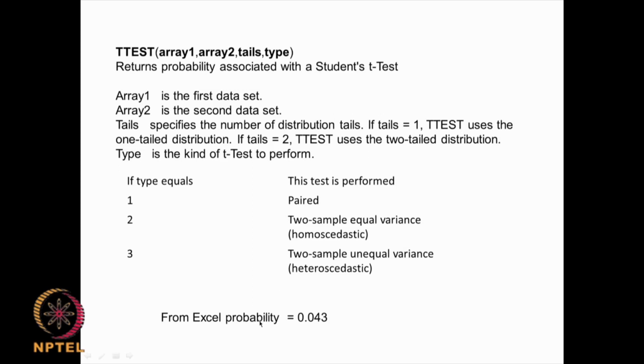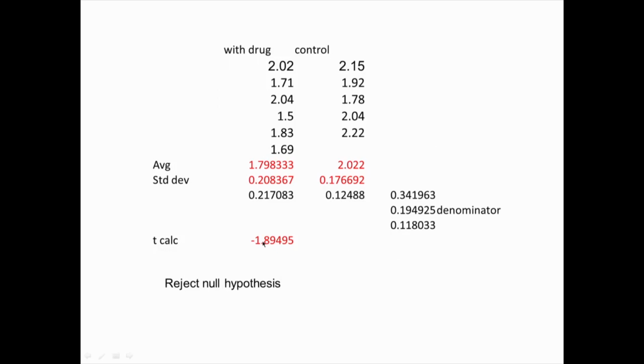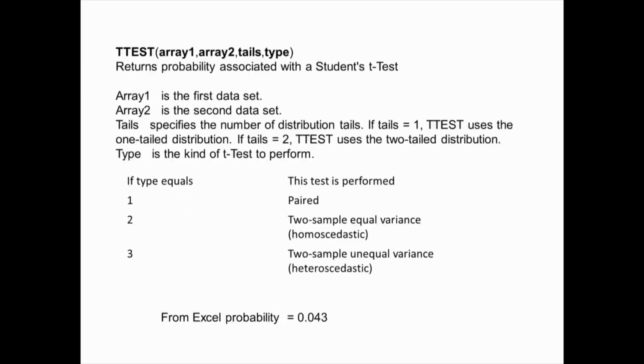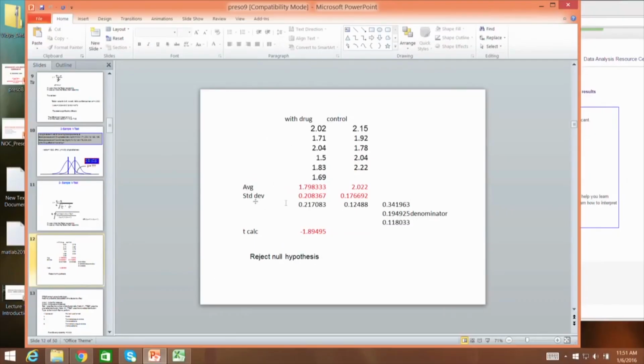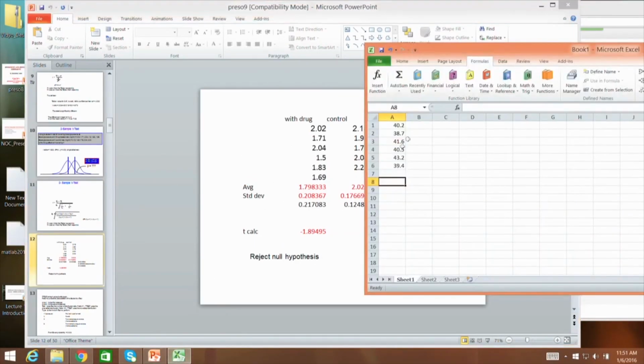So from Excel we get 0.043, that is the probability, so it is less, so we can say we will reject the null hypothesis like here. We can reject the null hypothesis, but it is a very close call. Okay. So how do you do it in Excel? So we just put this data inside, and then we do the calculations.